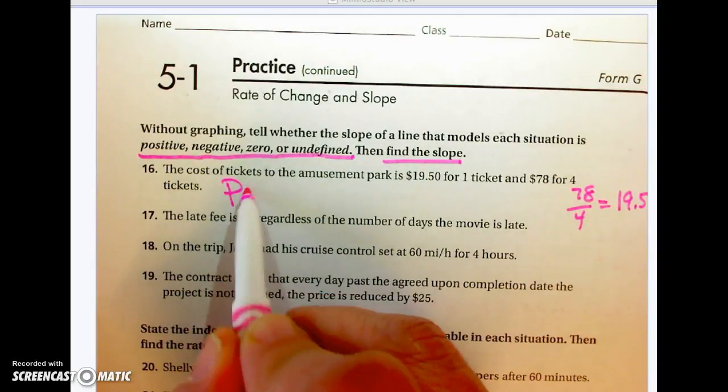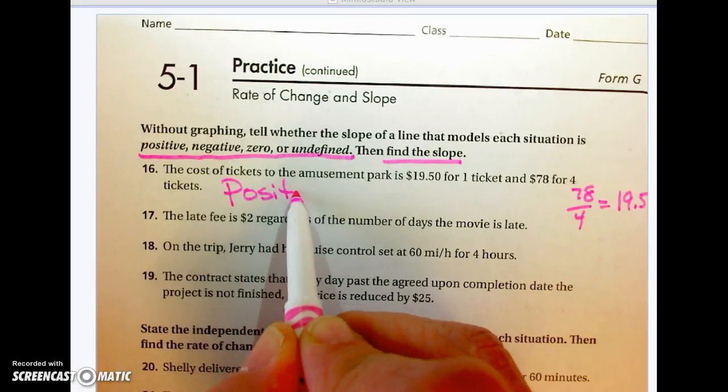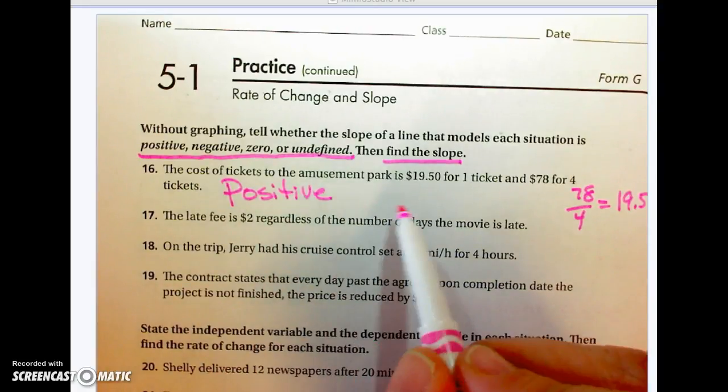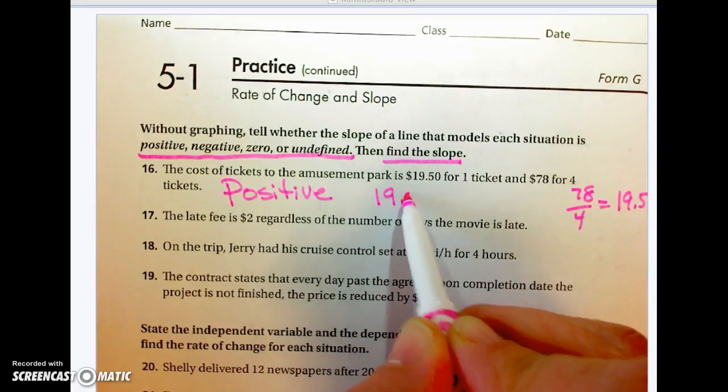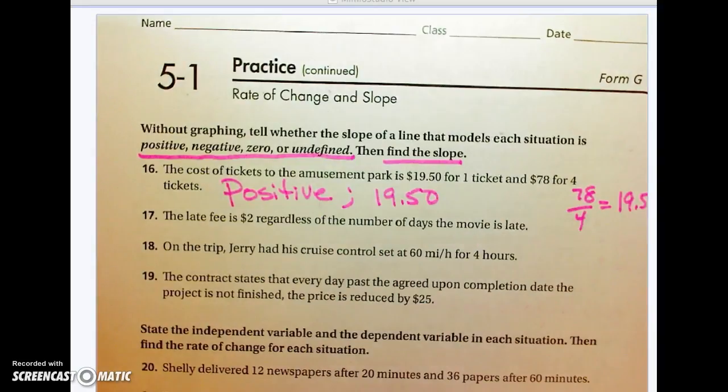And that's a positive change. My numbers are going up. And at what rate is that? They keep changing at $19.50. So there's my two answers.